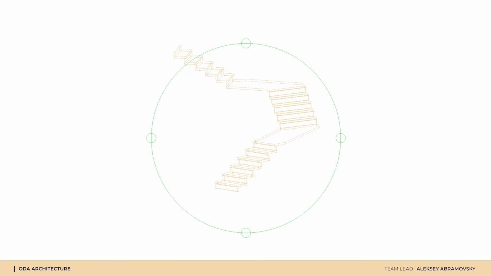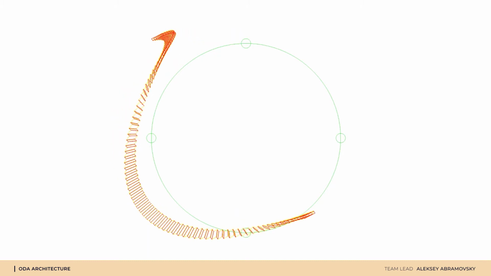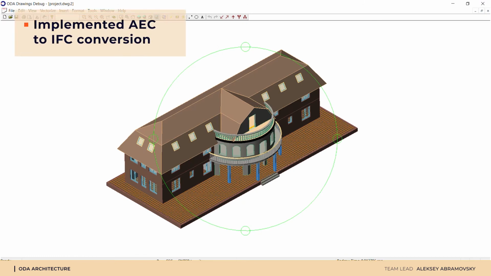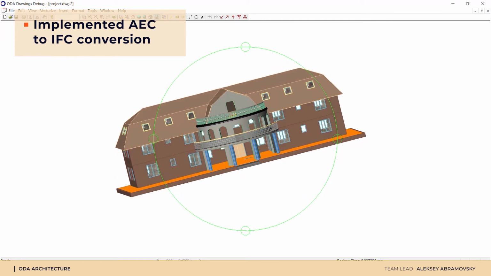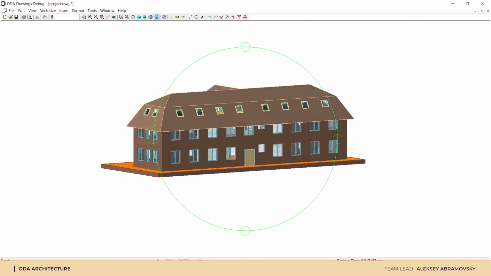Besides, the stairs generator algorithm could fail to generate a spiral stair with a complex trajectory before, but now it can handle such cases correctly. A module which converts architectural entities to IFC format was recently added to Architecture SDK examples.